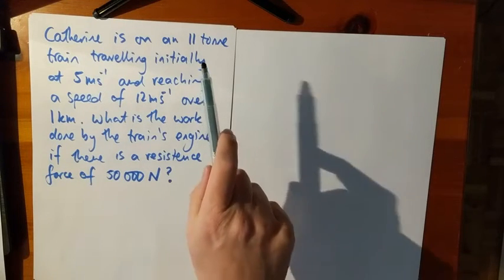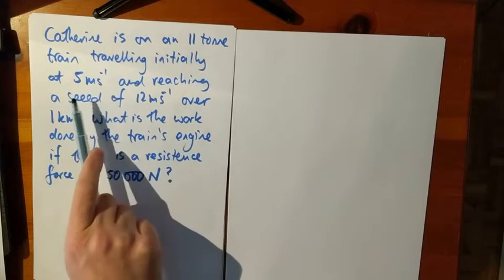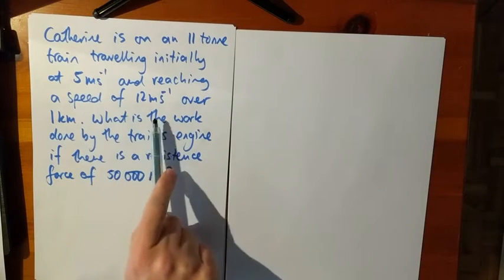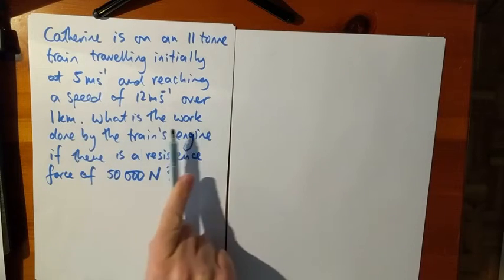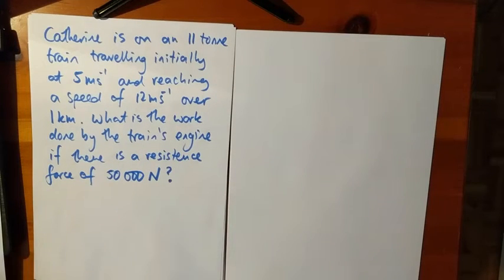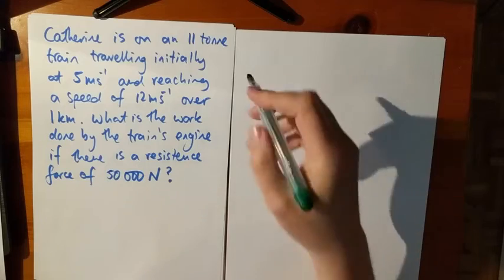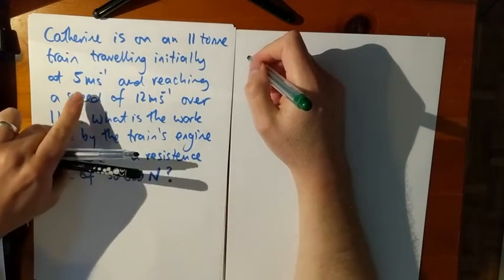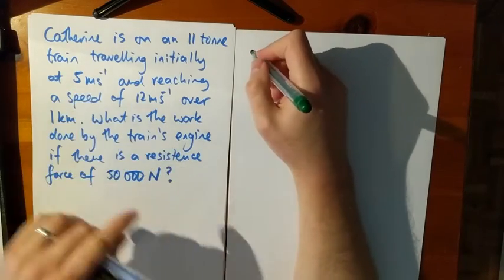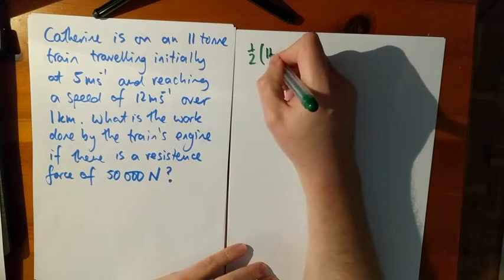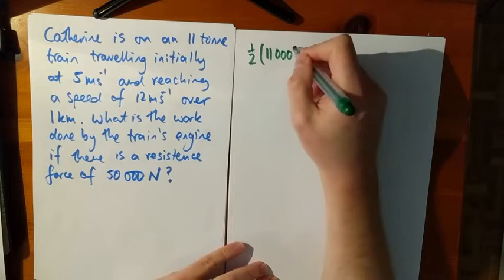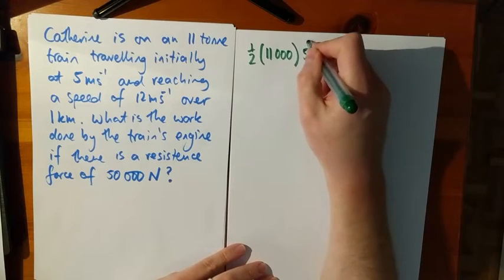Here we've got Catherine, she's on an 11-ton train. She's traveling initially at 5 meters per second. It speeds up to 12 meters per second over the course of 1,000 meters. What is the work done by the train's engine if there is a resistance force of 50,000 newtons? So we put it into the same sort of setup. We have the energy at the beginning. The energy at the beginning is the kinetic energy at 5 meters per second. So that's a half times the mass of the train, which is 11,000 kilograms, times the velocity squared.